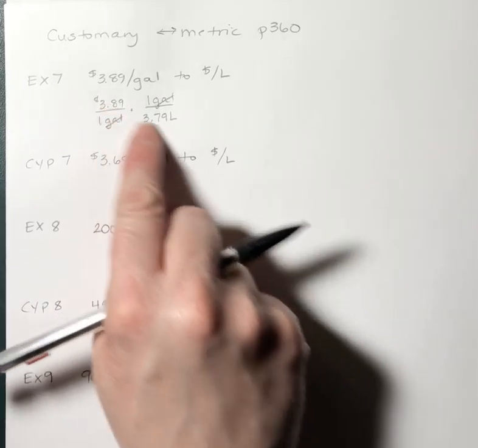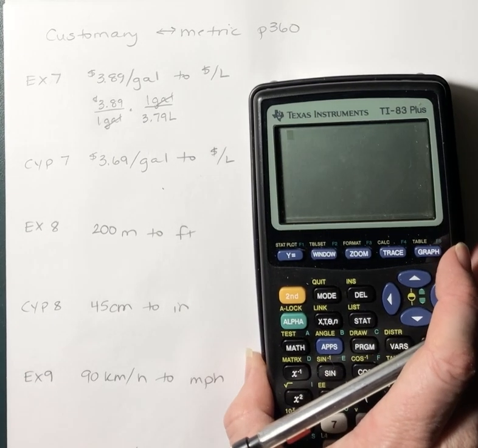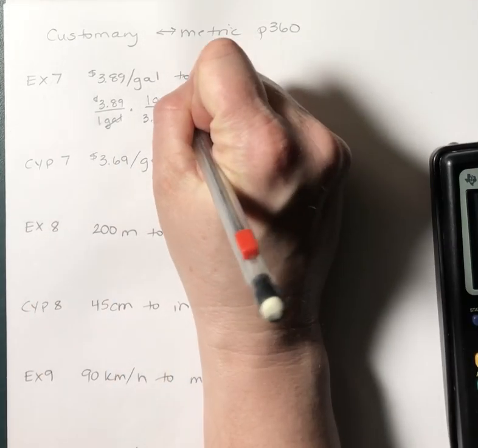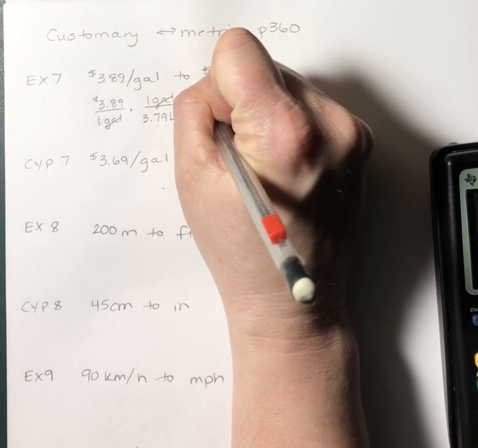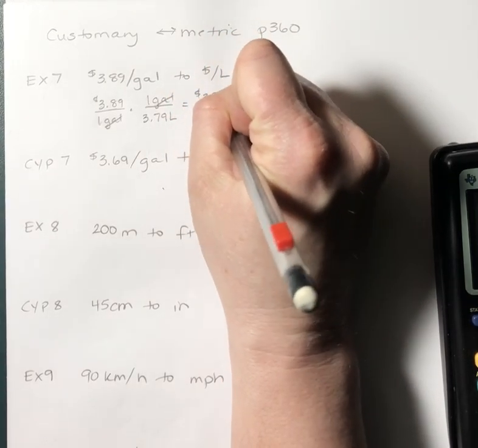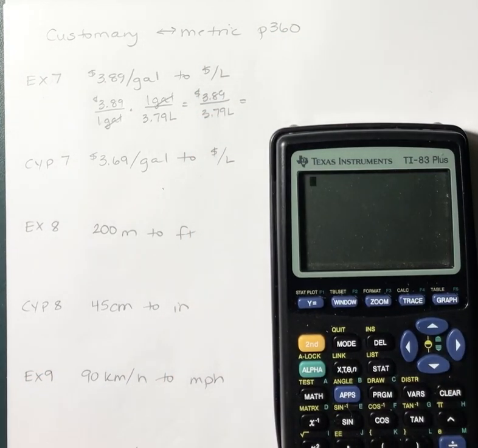So now I have a situation where I'm dealing with money, so I do need to round, okay? And they're not gonna tell you that, but we're dealing with money. If you multiply straight across, I'll do that first. So I have $3.89 over 3.79 liters. So I'm gonna divide those two. So I'm gonna take 3.89 divided by 3.79.